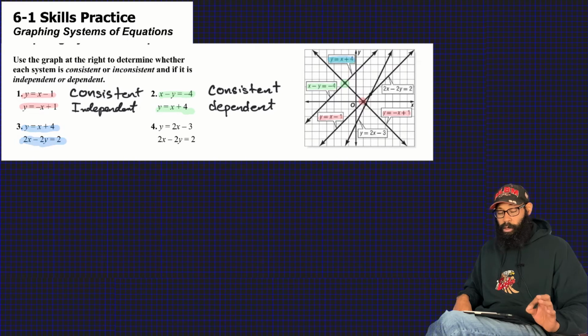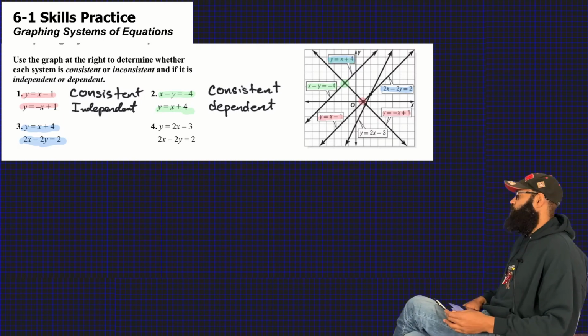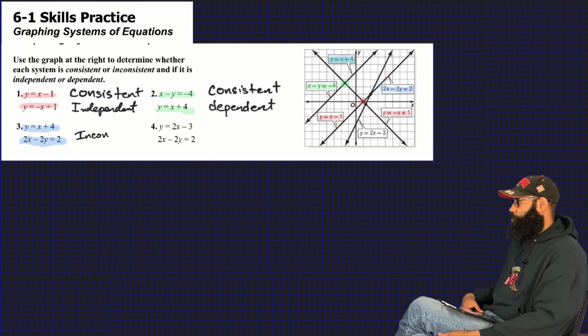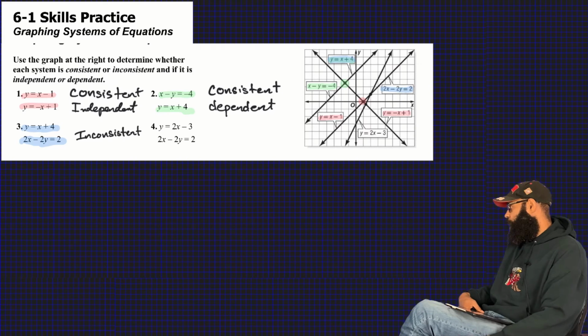But notice those two lines are, well, what's happening with them? You see that? Let's take a look, make sure we see it. They do not cross. And since they do not cross, what is that telling me? Inconsistent. So again, guys, this is what we would call vocabulary.